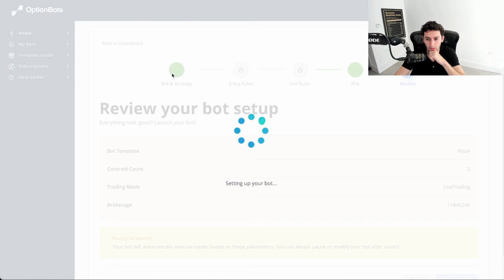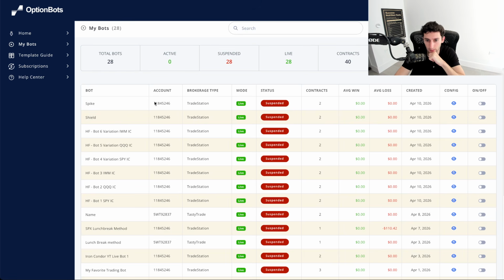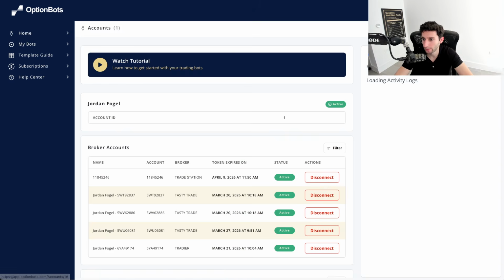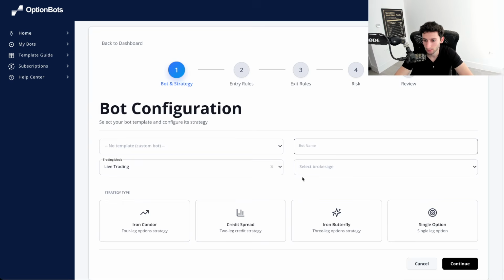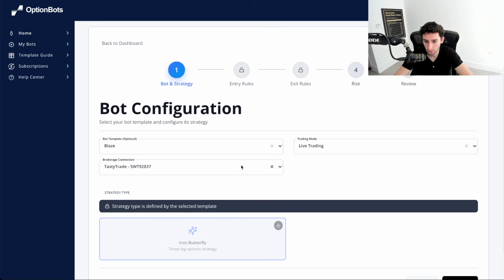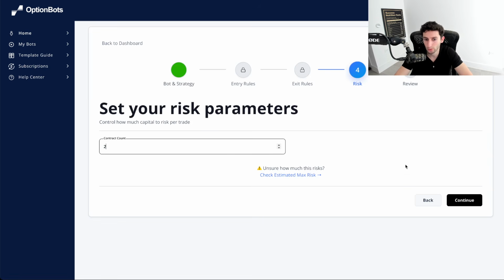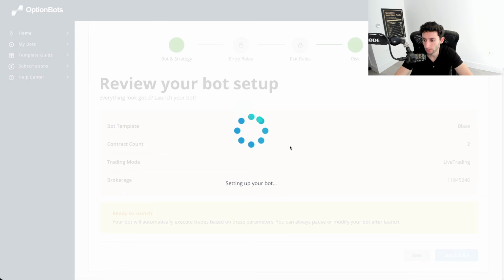Okay. So let me just refresh. Sometimes it may take a second to load here, and then we should be good to go. Okay, looks like it didn't load there. So let me just go ahead and add that real quick. So we're going to add the Blaze, TradeStation. Sorry, not that one. TradeStation, continue, 2 contracts, and launch.